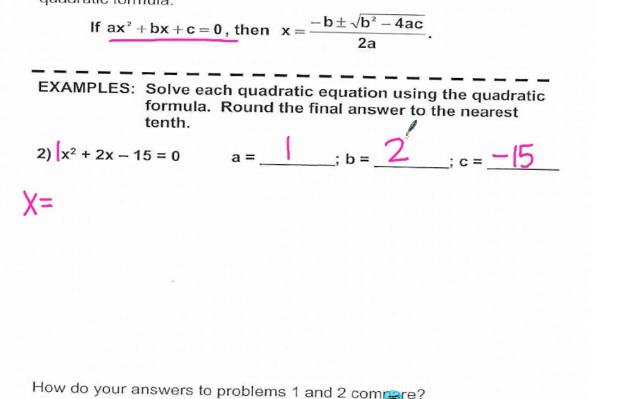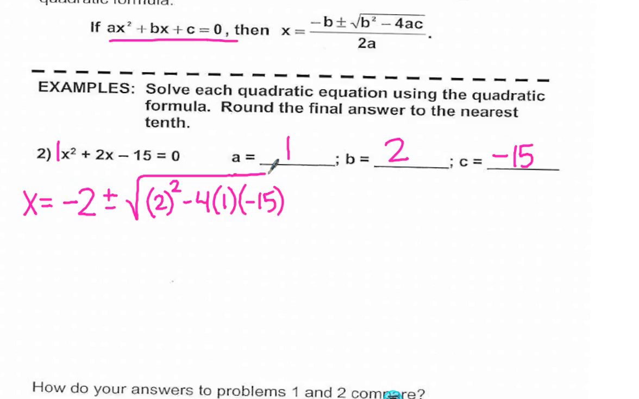So in this case our b is a positive 2, so we would take the opposite of that. So x equals opposite b plus or minus the square root of b squared minus 4 times a times c, all over 2a. All right, so right now you're probably looking at this and thinking, that looks horrible, but it's really not that bad, because our calculator is going to end up doing most of the work for us.